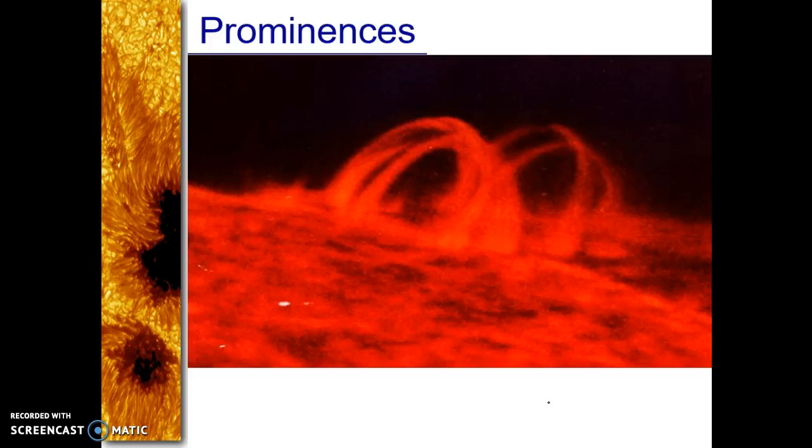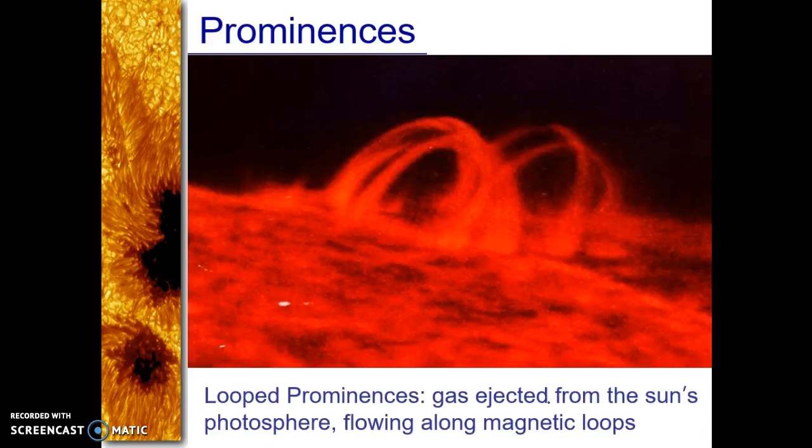Prominences. So prominences are going to be ionized gases trapped in magnetic arches. That's it. Ionized gases which are trapped in magnetic arches.